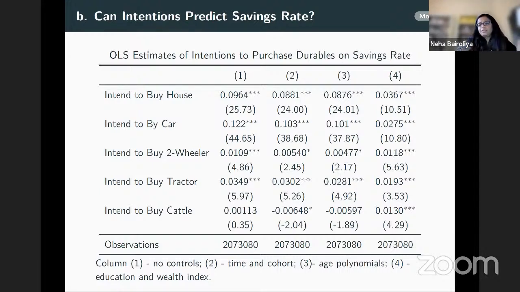Now we redo this analysis by looking at different regions, and some of these are more important for urban areas, and some of these are more important for rural areas. For example, if we looked at urban areas, car is very, very strongly predictive of savings rate. But if we looked at rural areas, then tractor and cattle seem to play a much larger and more important role.